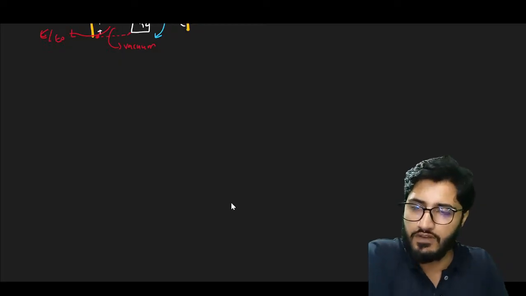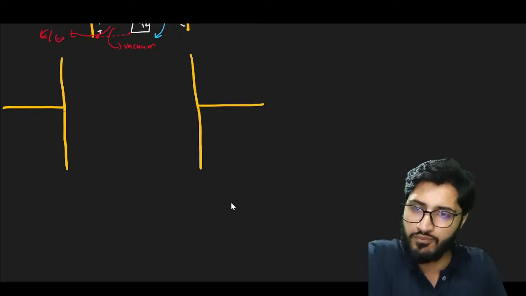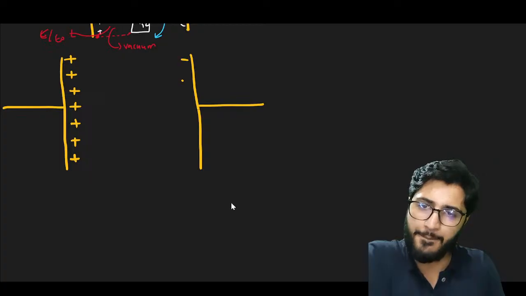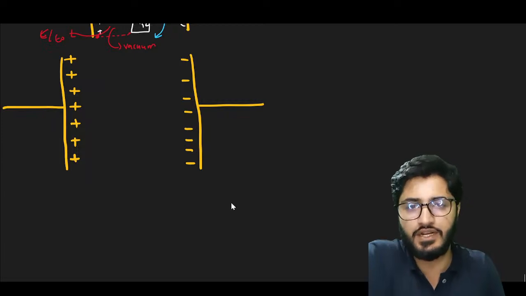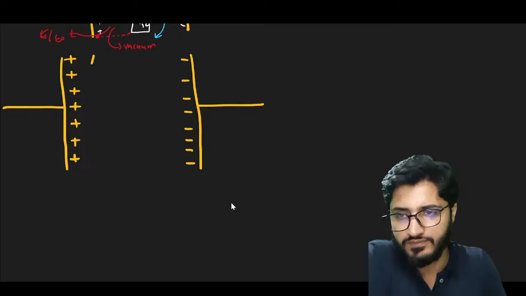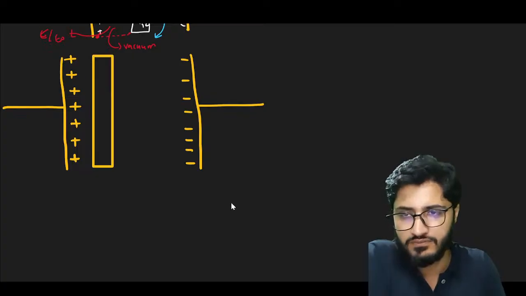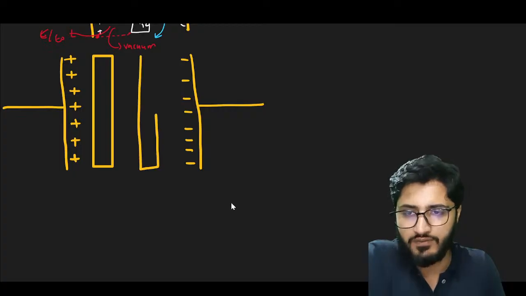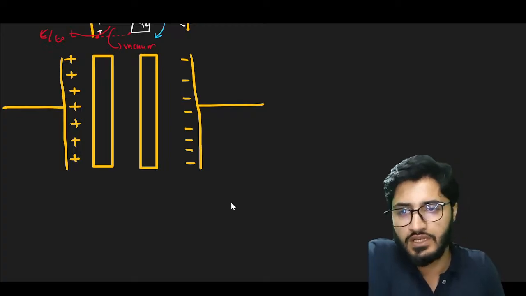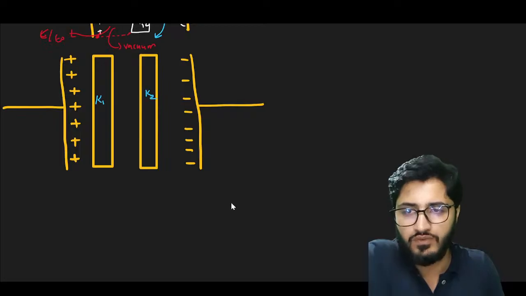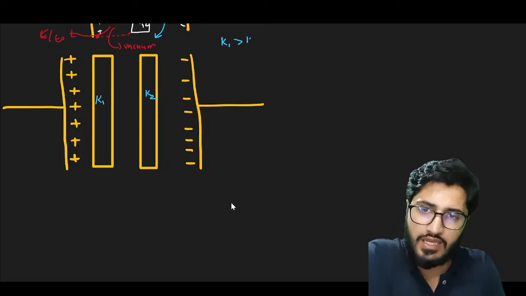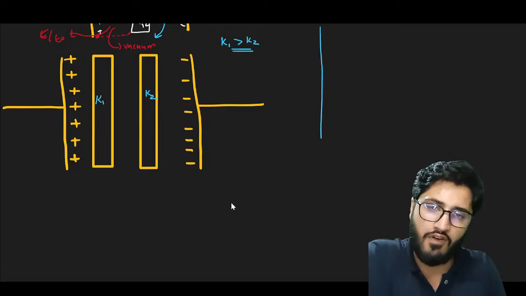Suppose we have a capacitor like this. Positive, negative. Inside we have a dielectric here, right? Look. One more dielectric here. Done. This one is K1, this one is K2. And K1 is more than K2. Make a graph of it.